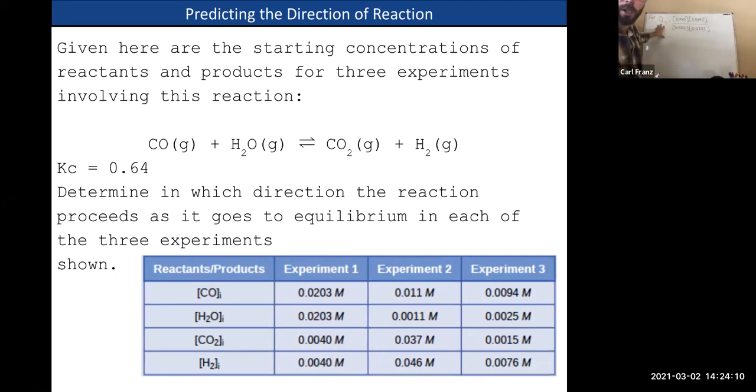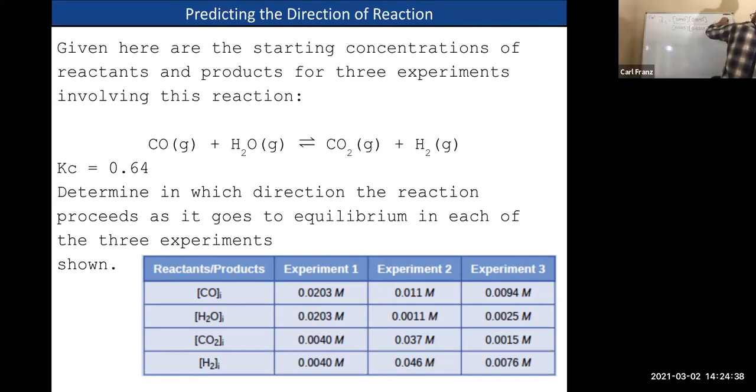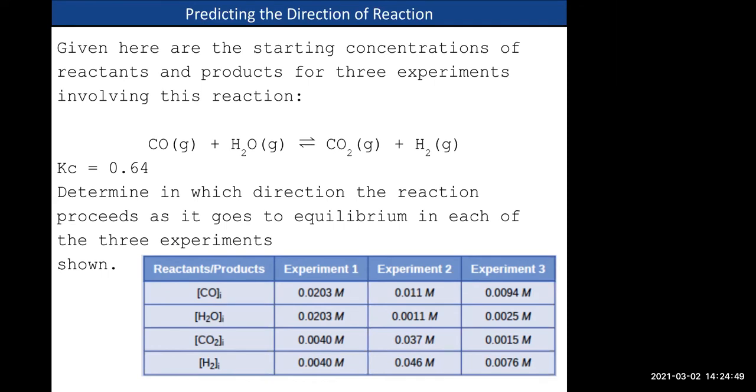Okay, so for this first Q, as it turns out, it's basically 0.0040 squared divided by 0.0203 squared. And that's going to give you some number. Did anybody calculate that already? 0.0388. Okay. 0.0388. And what did we say the Kc is? Kc, or the equilibrium constant, is 0.64.